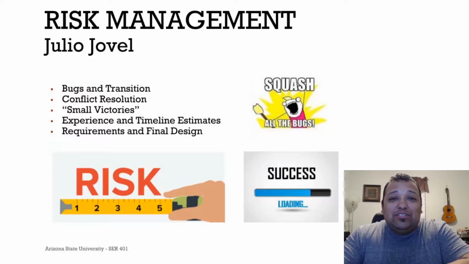Our first risk identified is bugs in transition. Transitioning to a final web domain can introduce bugs that we hadn't seen while developing. We've asked our sponsor to see if they have a domain ready for us or if we need to look at cloud services ourselves. Our second one is conflict resolution.